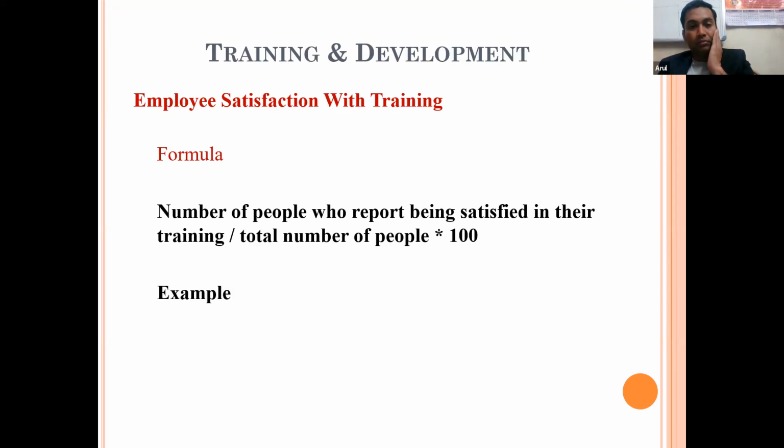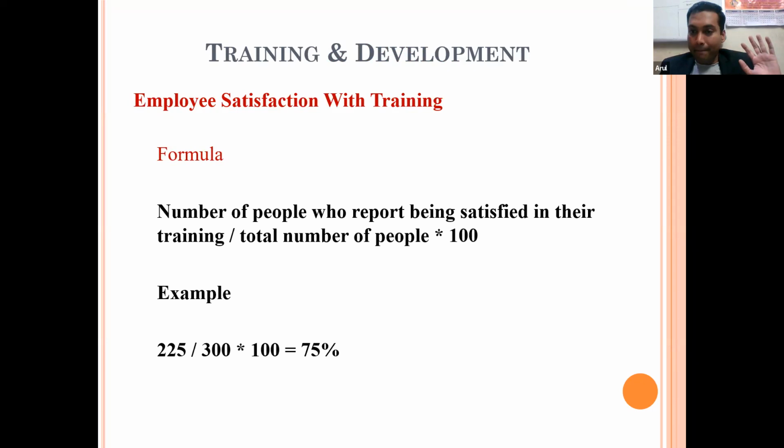Got it? This is what ma'am said, employee satisfaction with the training, the satisfaction level. 225 employees divided by 300. 75% of employees are satisfied in the training process. Got it, all of you?